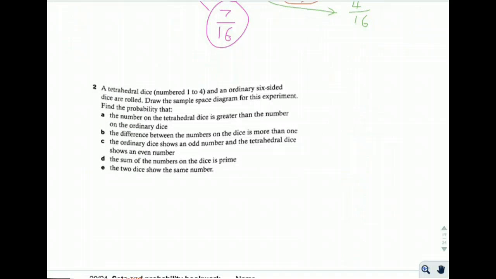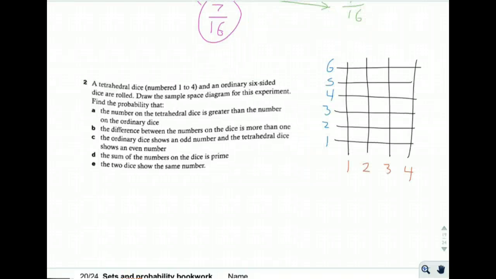Tetrahedral dice again. Oh, 1 tetrahedral dice and 1 6-sided dice. So first thing is I drew the diagram, the sample space diagram. And then I'm going to find all the events where the number on the tetrahedral dice is greater than the number on the ordinary dice. So that would be, for example, 2 on the tetrahedral dice and 1 on the blue dice. 3 to 1, 4 to 1. What else? 3 to 2, 4 to 2, 4 to 3. So I think that's pretty much it.